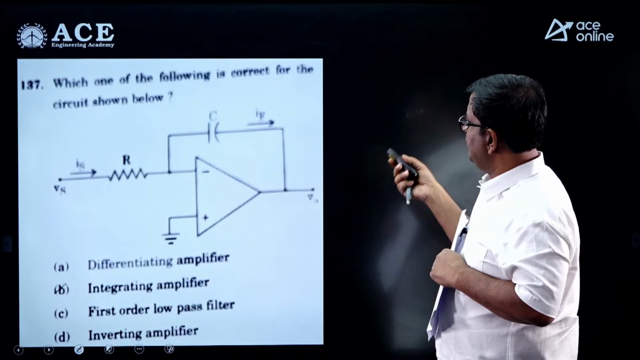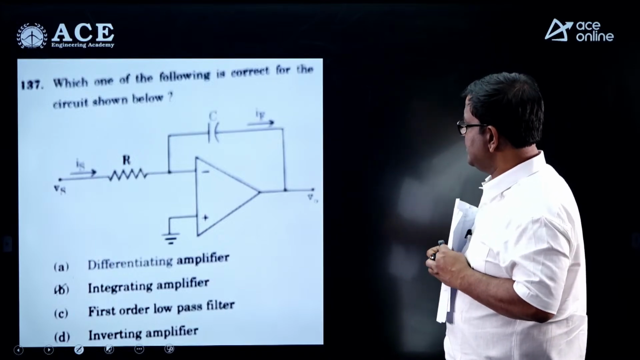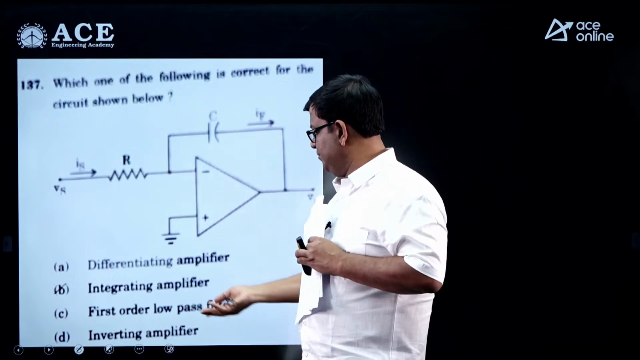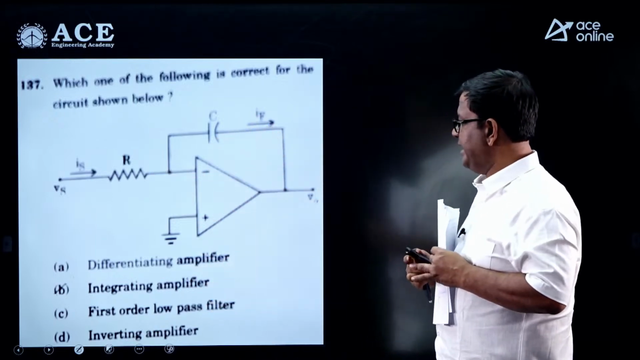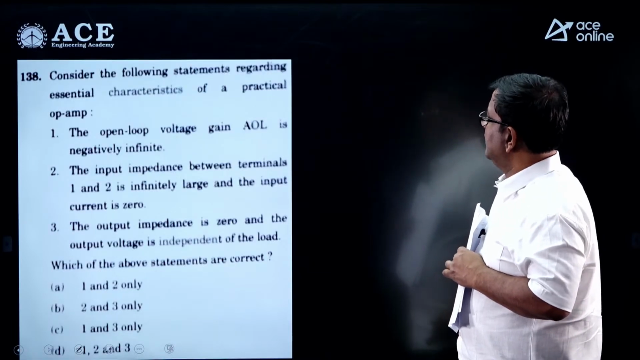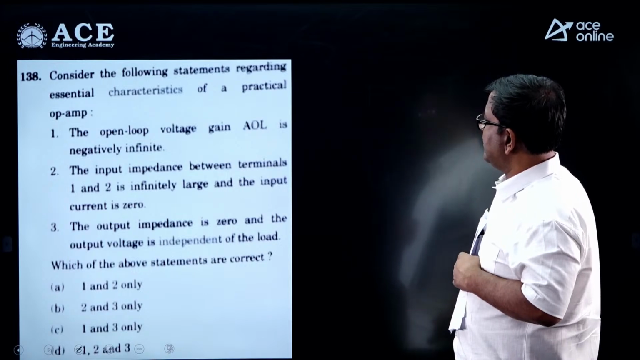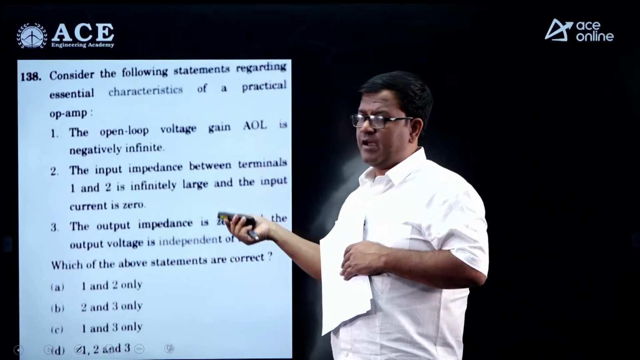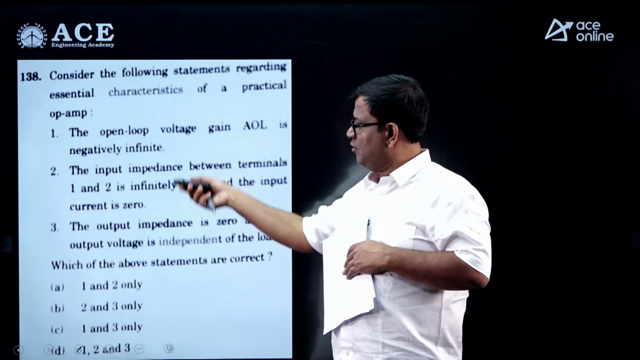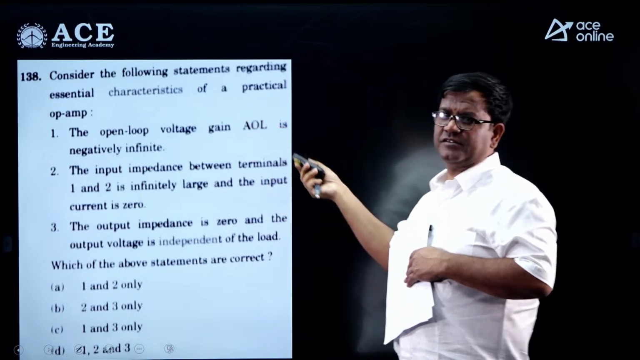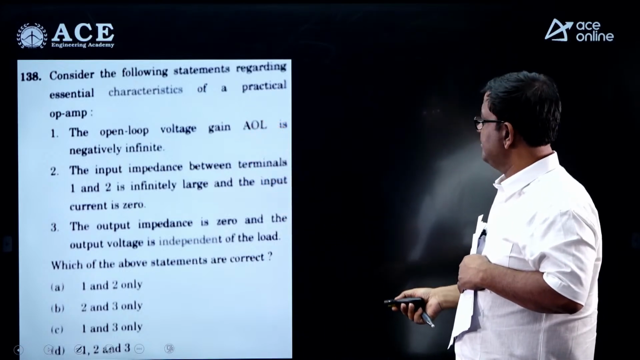This is a simple circuit. Which of the following is correct? Capacitor in the shunt arm, resistor in the series arm. So this is an ideal integrator. It's an integrating amplifier. Which of the following characteristics are essential for... see, there is ambiguity in the problem. He has mentioned all the ideal characteristics and he wrote a practical op amp here. So something is wrong in the question.